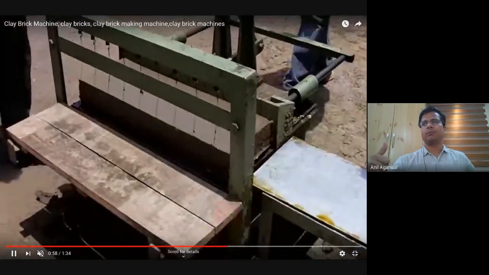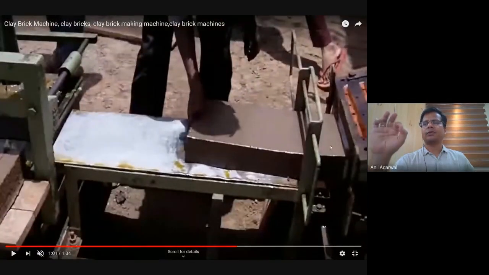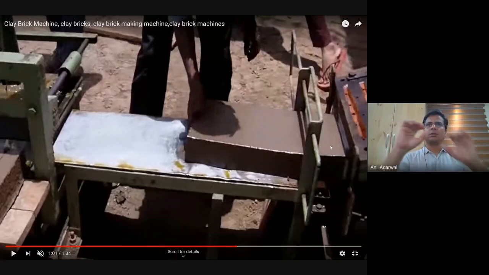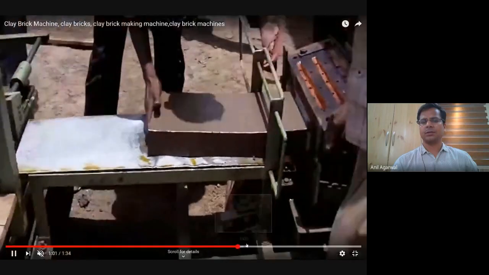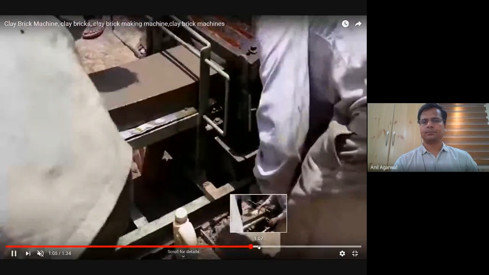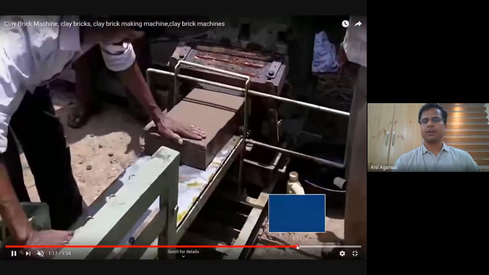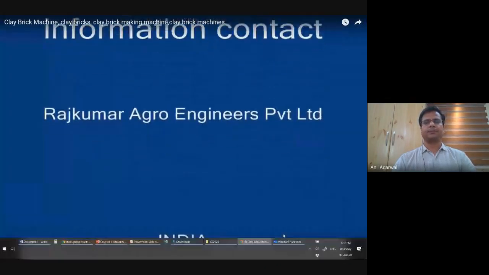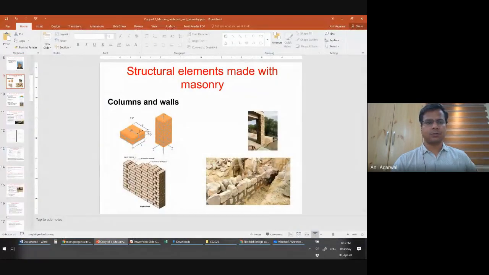But while you are doing the extrusion, at the time of extrusion itself, if you have some kind of a small piece of metal, or a number of such pieces of steel, which will block the flow of clay in that area, you will end up getting cores. You will end up getting hollow spaces there. In this particular example, they don't have any cores. This is a solid brick, but you may have cored bricks as well. Okay, going back to the presentation.